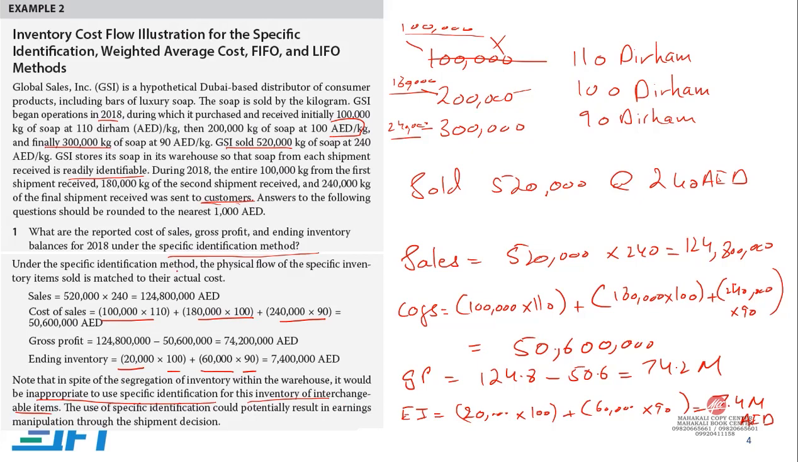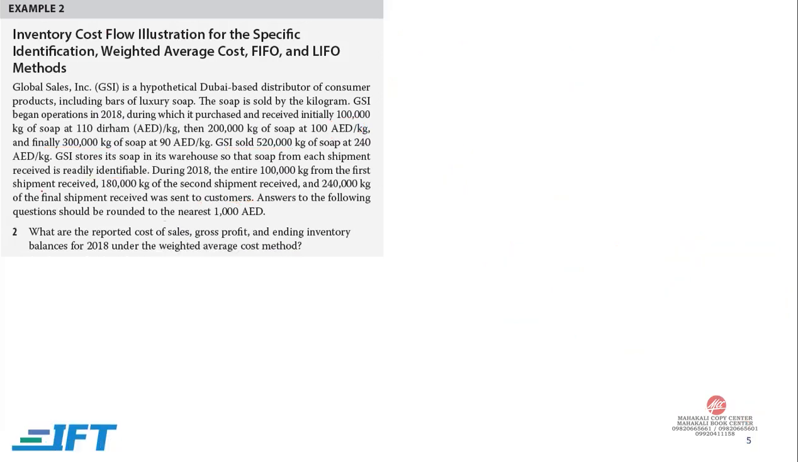Usually specific identification is used for items that are not interchangeable. For example, properties, highly expensive jewelry. The use of specific identification could potentially result in earnings manipulation through the shipment decision. Now the same question, but now we need to report cost of sales, gross profit, and ending inventory balance for 2018 under the weighted average cost.